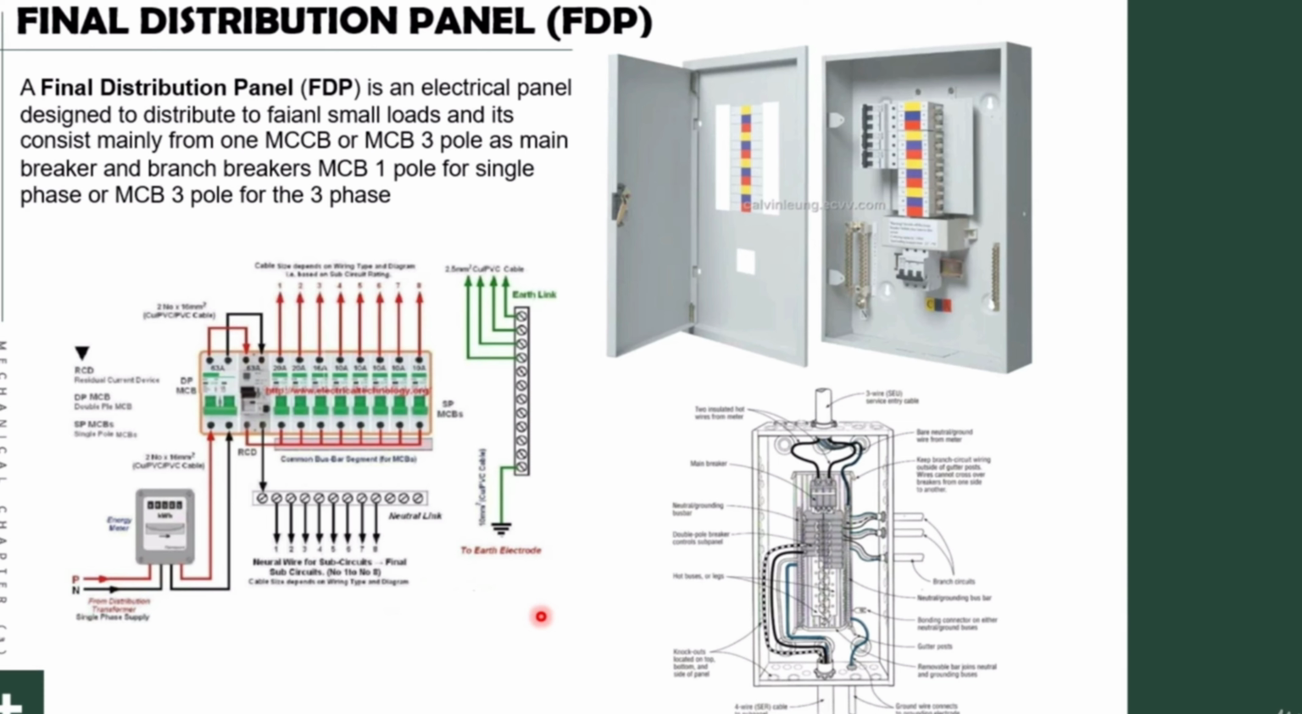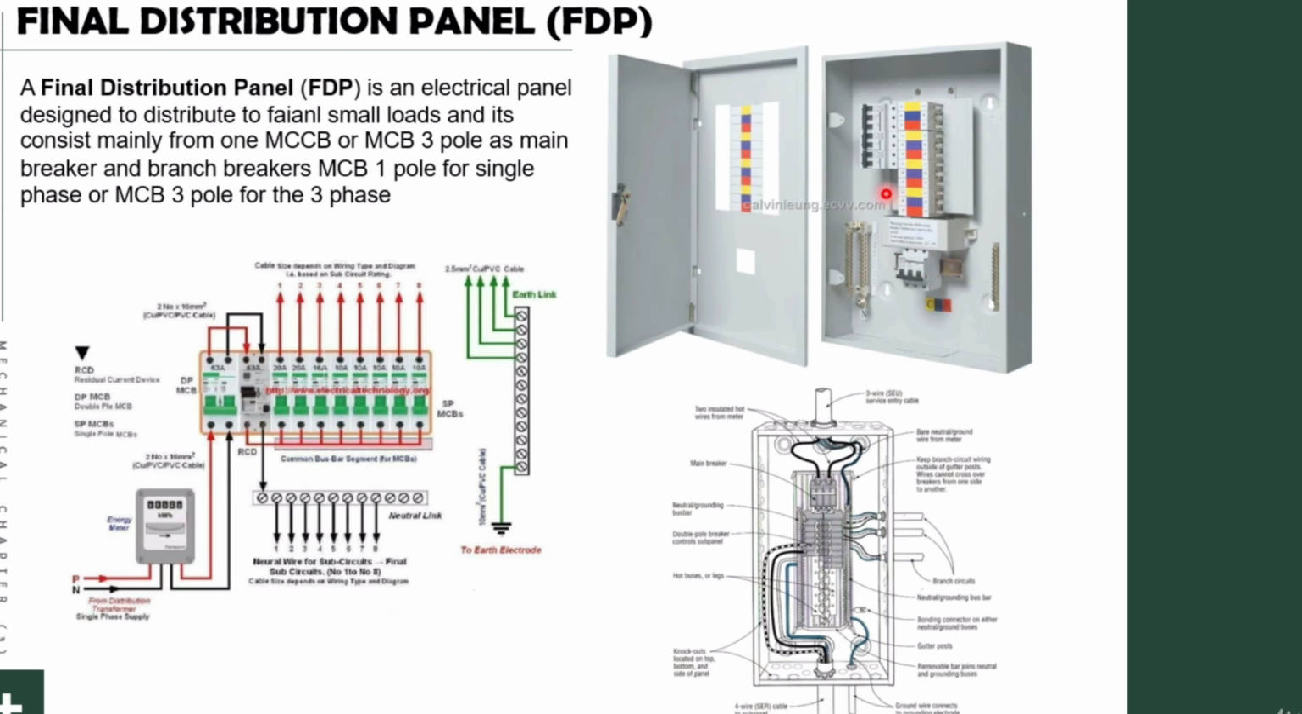The final distribution panel is an electrical panel designed to distribute power to the final small loads, and it consists mainly of one MCCB or MCB 3 pole as the main breaker and branch breakers, which are MCB single pole, double pole, or three pole. See here, this picture illustrates the FDB. See here, this is a main breaker. It may be MCB 3 pole as you see here, or MCCB. And here these are the branches.